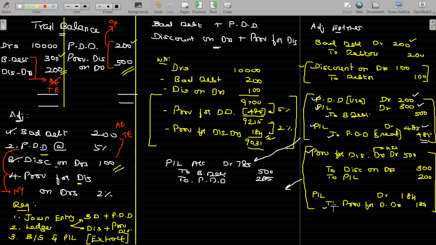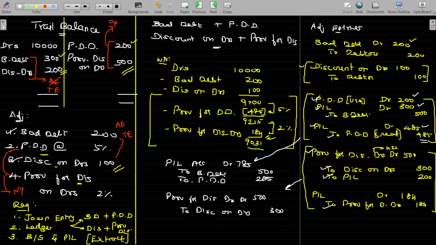Okay, if you are clubbing that, you have the ultimate balance only in the debit side. So provision for discount on debtors, this value being found. Discount on debtors 300 rupees in the credit side. No offset is possible. So discount on debtors, the value being 300.